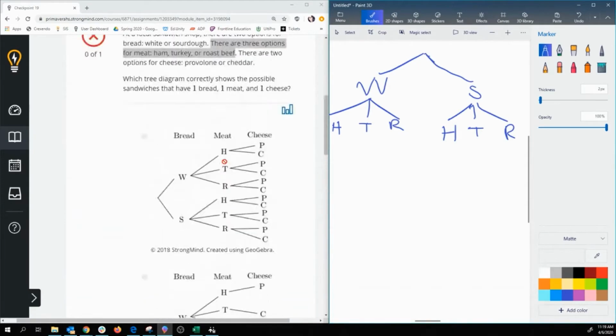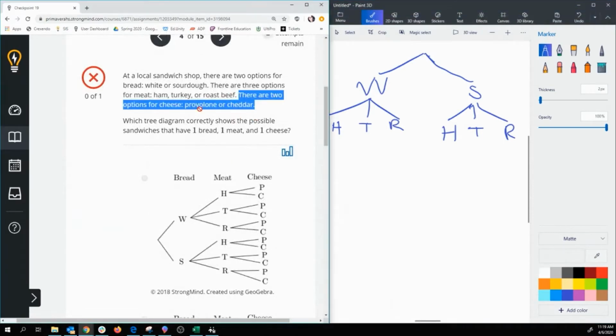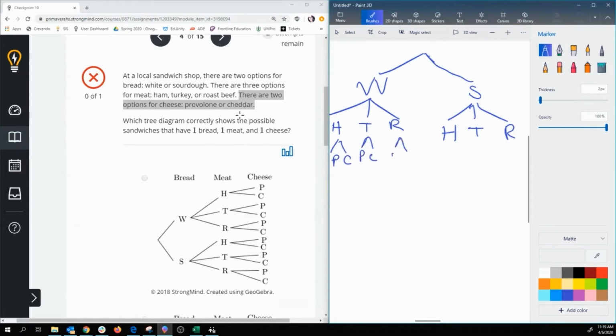Now, when I go and list my cheeses, I could have either cheddar or provolone, right? So if I pick a sandwich with white bread, ham, I could have cheddar or provolone. Even if I pick turkey, I could have provolone or cheddar. Same thing with roast beef, provolone or cheddar. Now, on the right side of our tree diagram, I'm going to have the same options for cheese.